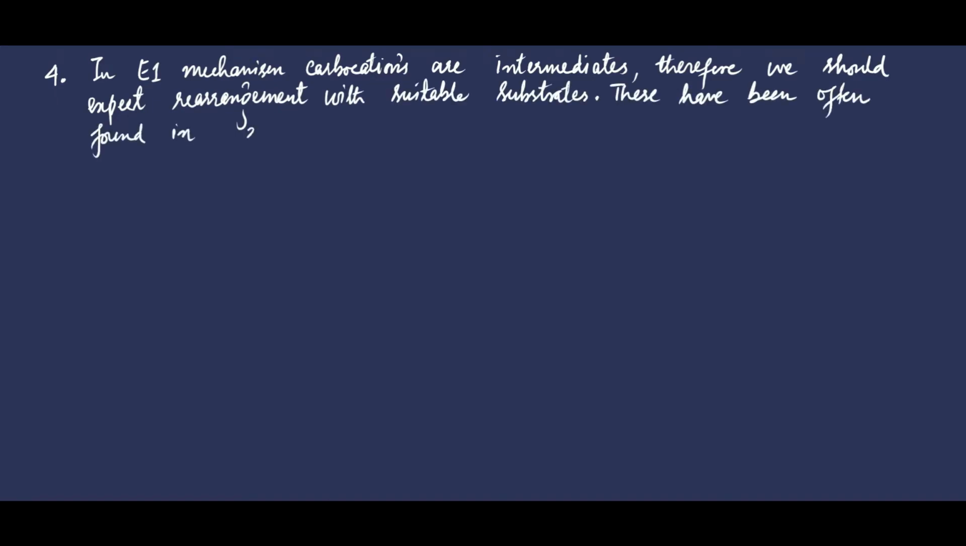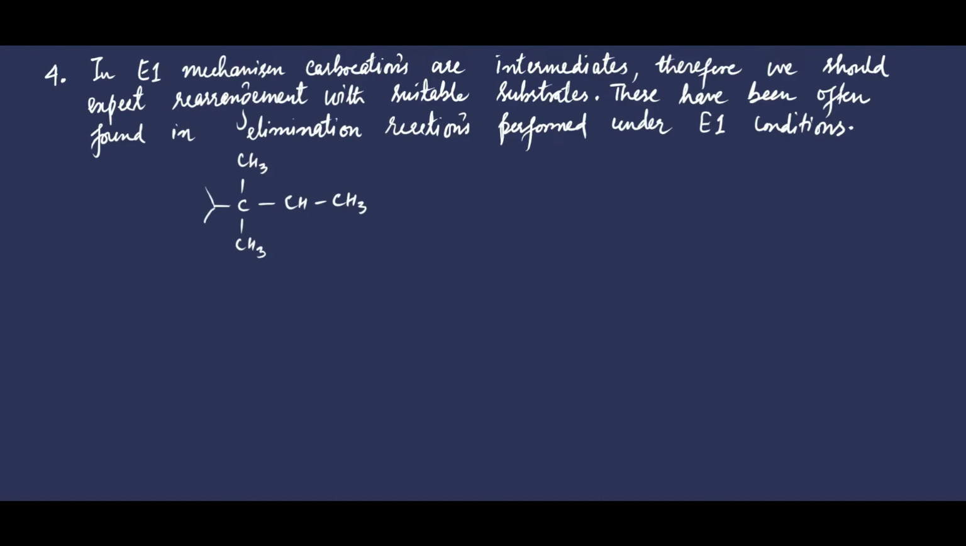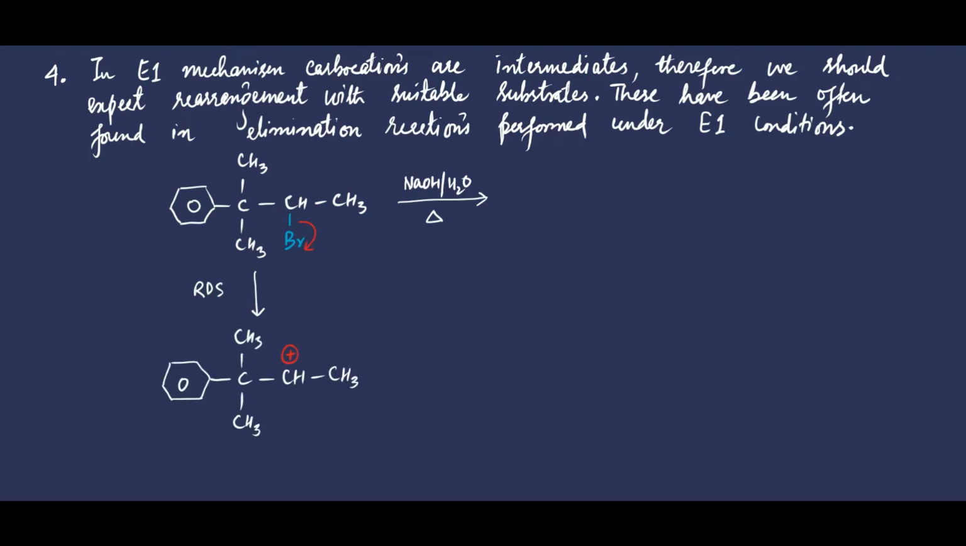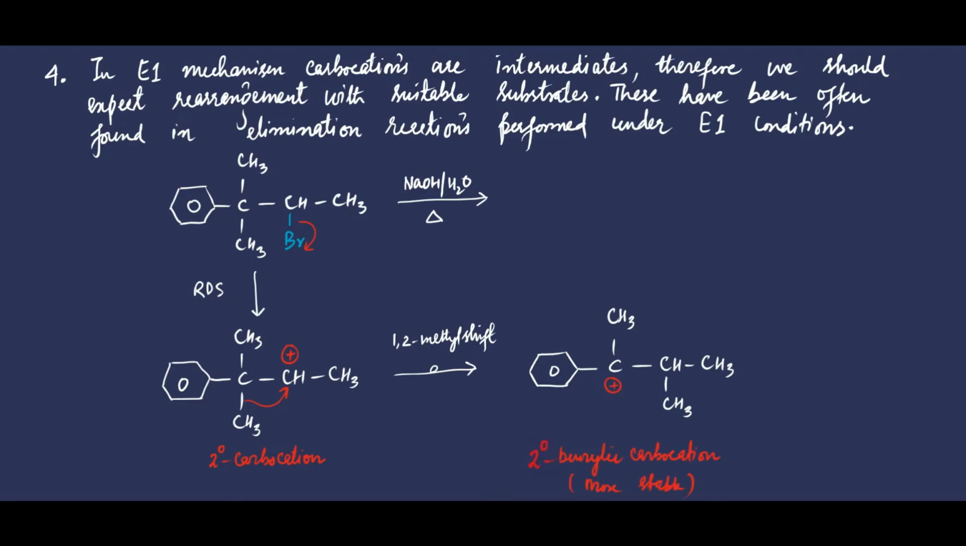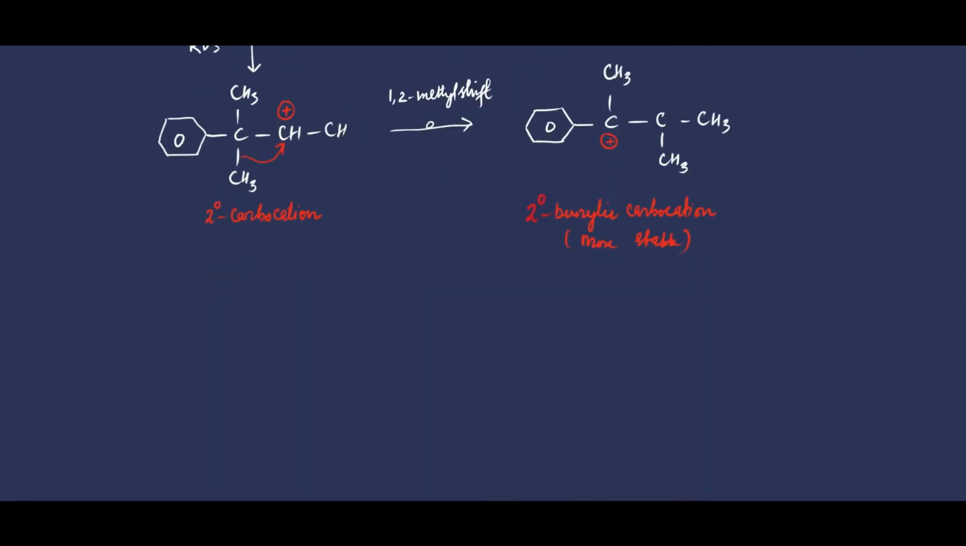These have been often found in elimination reactions that are performed under E1 conditions. Consider this particular substrate subjected to E1 conditions. The first step will be of course the removal of bromide leaving group to form the carbocation. This is secondary carbocation. This carbocation has tertiary carbon adjacent to it. Therefore 1,2-methyl shift generates a secondary benzylic carbocation, which is more stable than simple secondary carbocation.